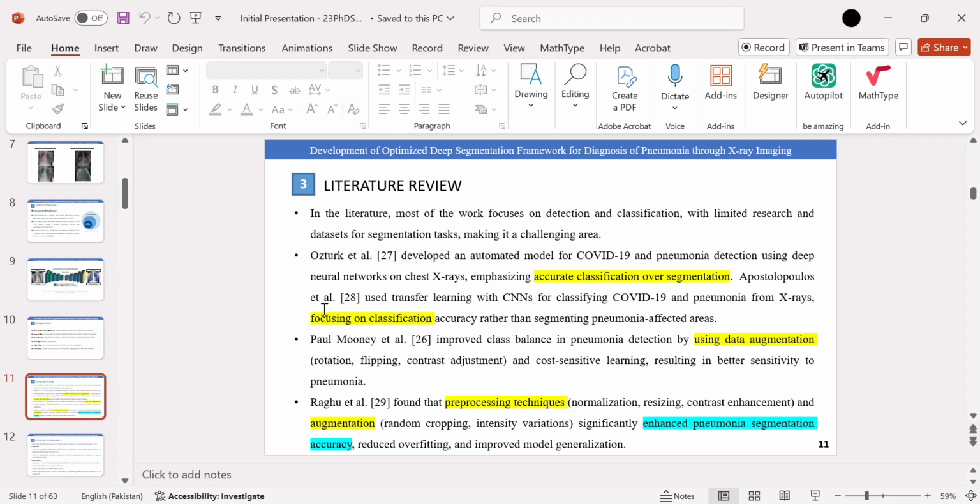The second researcher, with citation number 28, used transfer learning models, and also focuses on classification accuracy rather than segmentation of pneumonia. Paul Molly, with citation number 26, worked on the class imbalance problem. It was observed that using data centric techniques also helps in the pneumonia segmentation problem. Another researcher, Raghu, with citation number 29, worked on data pre-processing techniques, and it was observed that using data pre-processing techniques, the pneumonia segmentation model improved and gives better results.